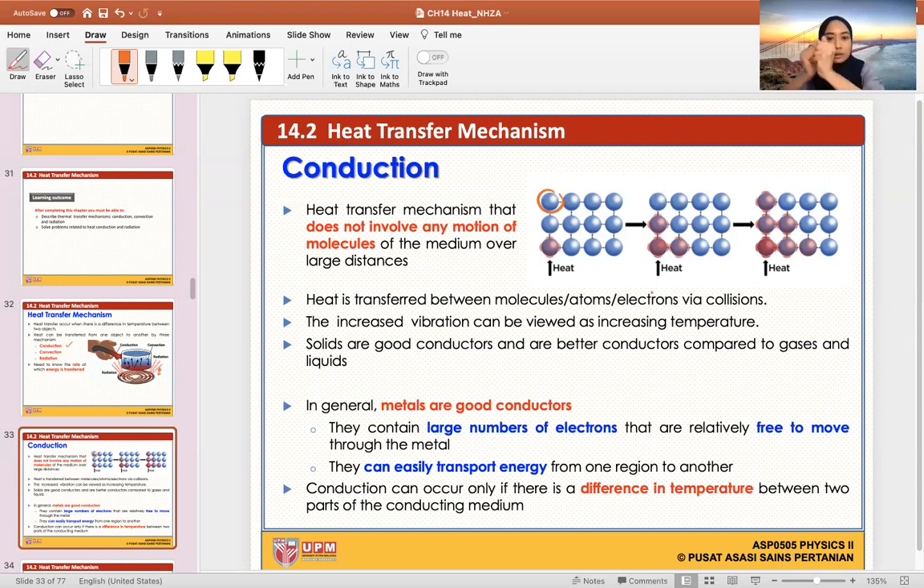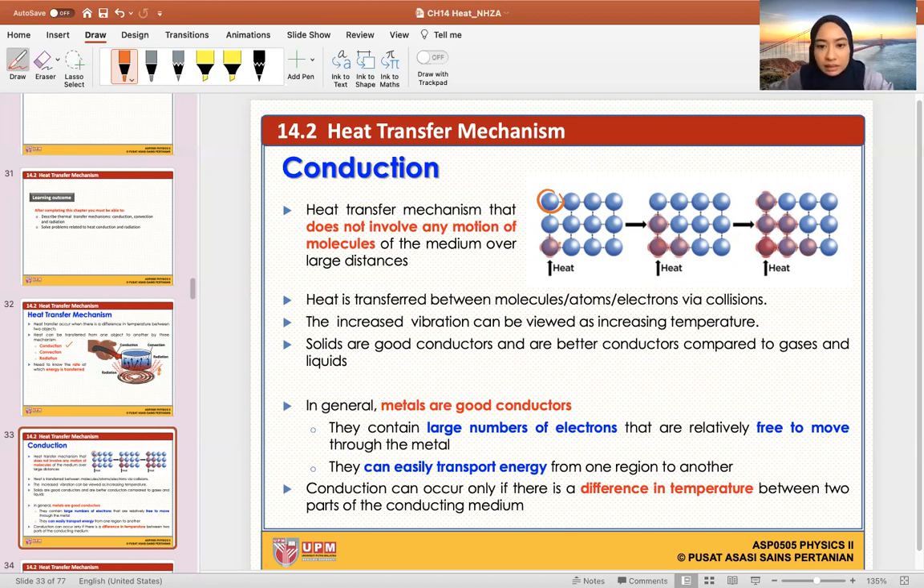Dia berlangkah-langkah. Tadi kan kita belajar pasal, just now we talked about heat transfer, when an object absorbs heat, dia menari-nari dalam tu, it expands, right? So, yang menari-nari tu is called collision. It's called collision or vibration. Dia akan collide sesama mereka, collide among themselves.